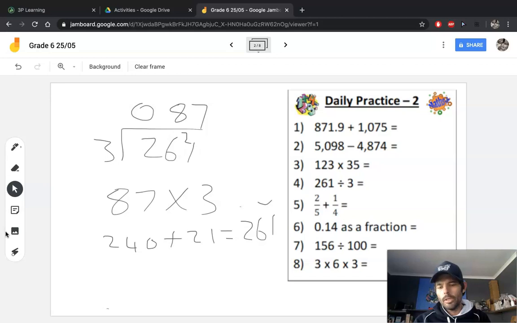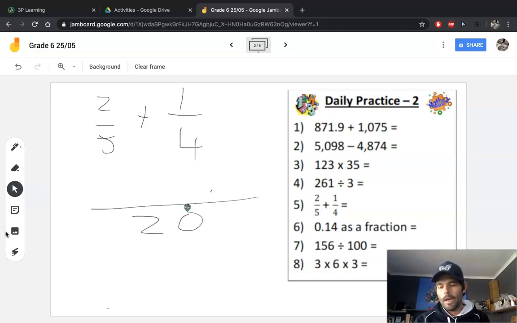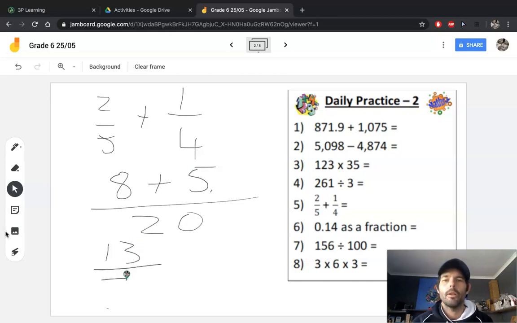Okay, next question is the addition of fractions. And straight away, you should be able to identify that the denominators are different. So 2/5 plus 1/4. My lowest common denominator is 20. 5 goes into 20 4 times. 4 times 2 is 8. 4 goes into 20 5 times. 5 times 1 is 5. If I add them together, I get 13/20.